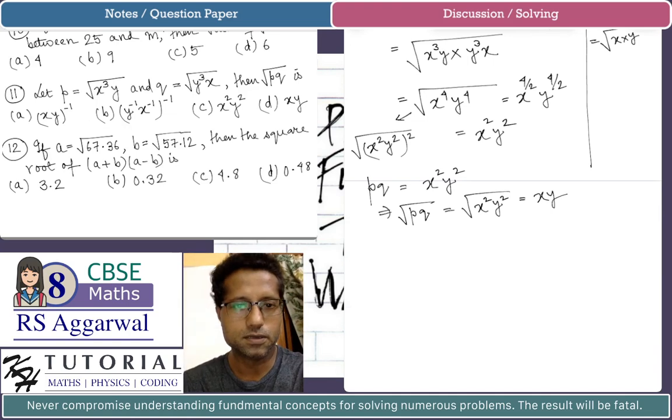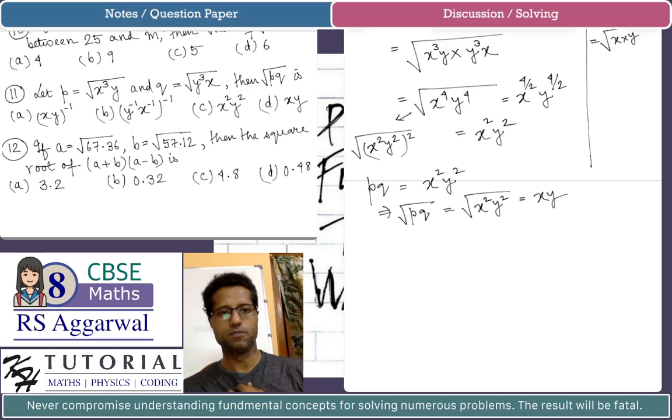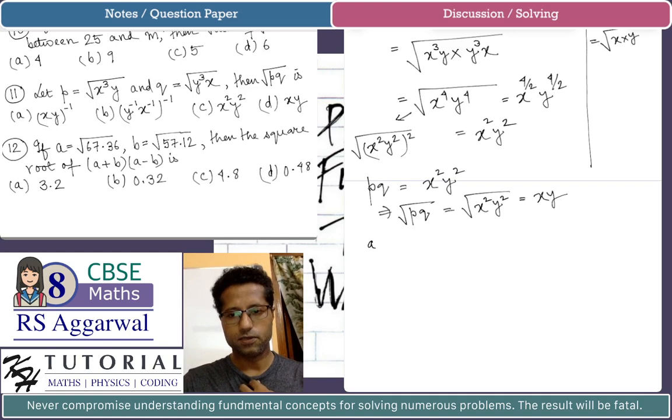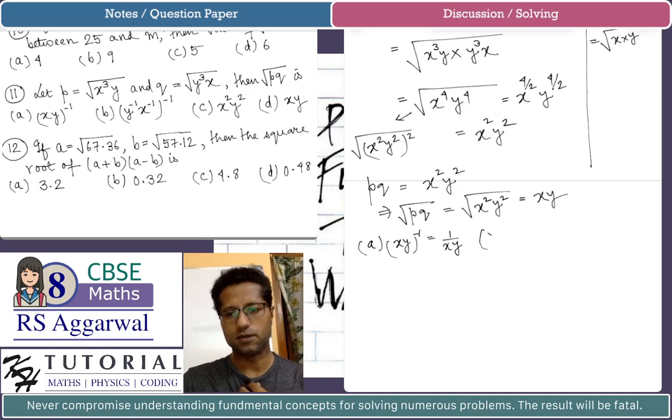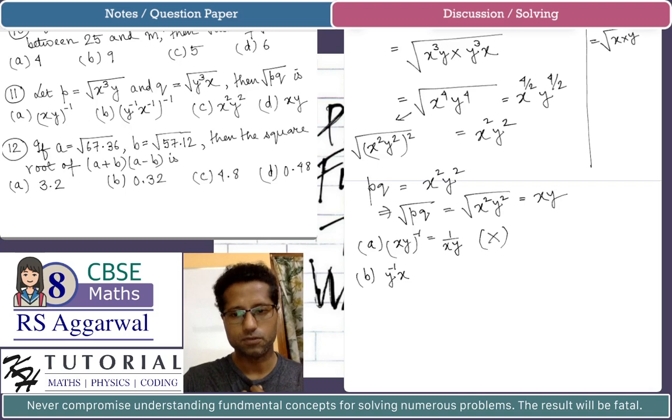So we have to now see the correct choice. Now A is xy to the power minus 1, which means the reciprocal of xy, that is 1 by xy. So this is an incorrect choice because the answer is xy. What is B? The choice B is y to the power minus 1 multiplied by x to the power minus 1, and this whole raised to the power minus 1.